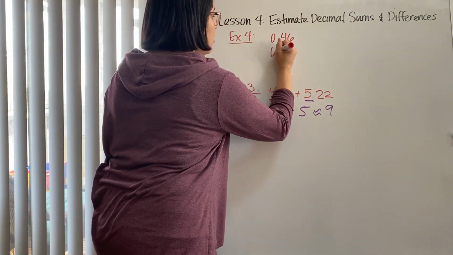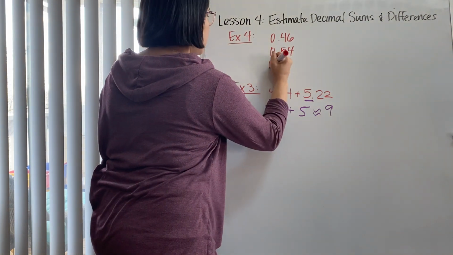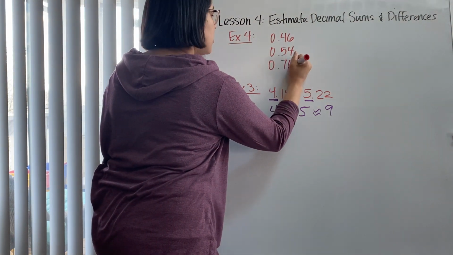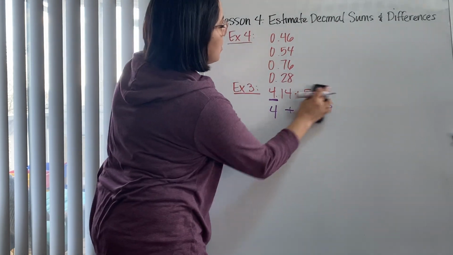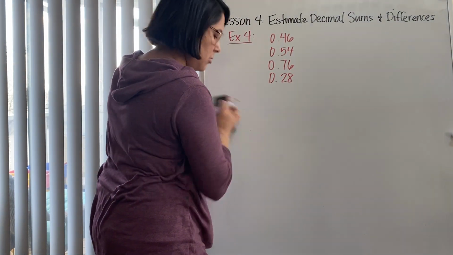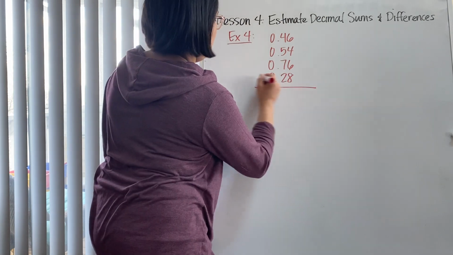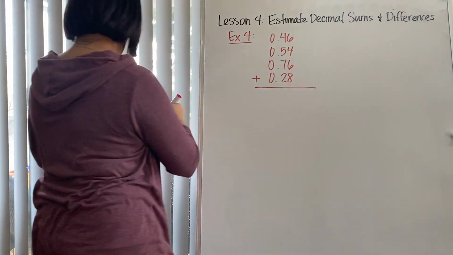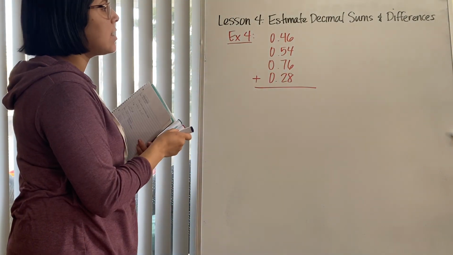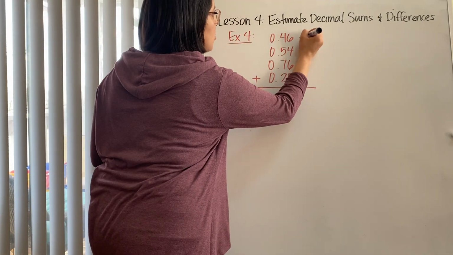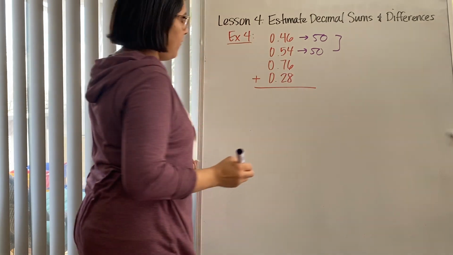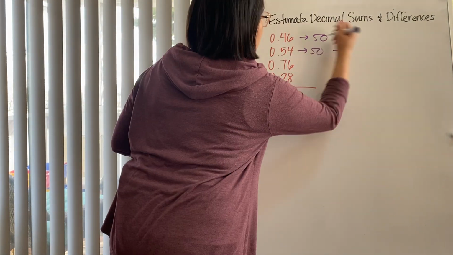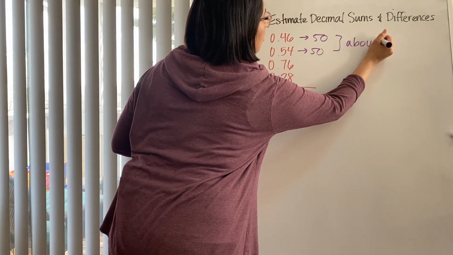0.46, 0.54, 0.76, and then 0.28. Sorry if it's getting a little dark again. The sun is going away. Okay, so just by looking at these numbers, this is almost 50 and this is almost 50. And I know that 50 plus 50 is about, these numbers is going to be about 1 whole.